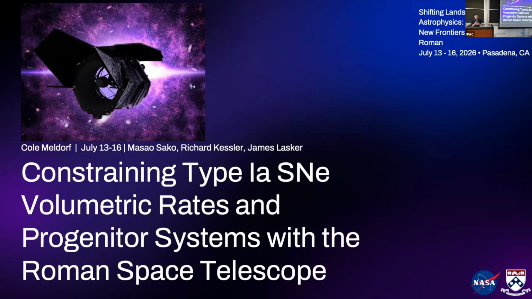All right, hi everyone. Yeah, so as you said, I'm Cole Meldorf. I'm a graduate student at UPenn, where I am on the supernova pit photometry team, as well as doing this side project on constraining Type 1a supernovae, volumetric rates, and progenitor systems, and what the Roman Space Telescope is going to do for us in that regard. And when I practiced this talk in the mirror this morning, it was 11 minutes and 59 seconds. So let's all cross our fingers.